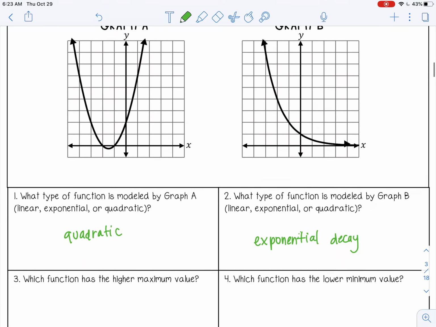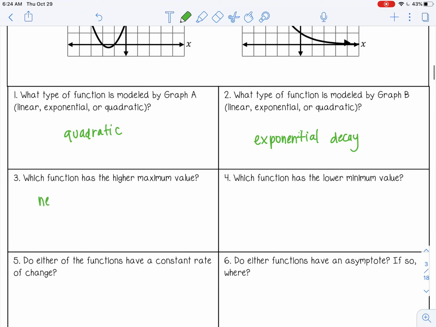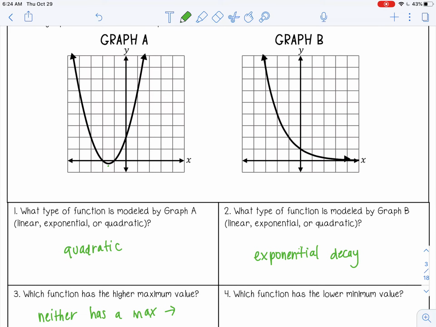All right, which function has the higher maximum value? Well, if you look at the functions, they both go to infinity, positive infinity. So they both don't really have a max. And you can put, they both go to infinity. Which function has a lower minimum value? Okay, so these do have minimum values, and it looks like graph A goes below the x-axis. Graph B is never going to actually touch the x-axis because that's the asymptote, so it would be graph A.